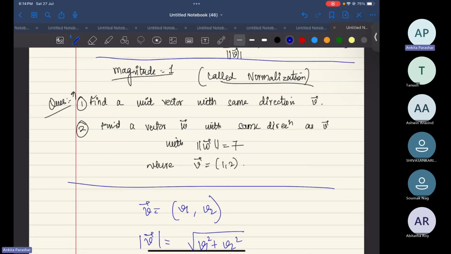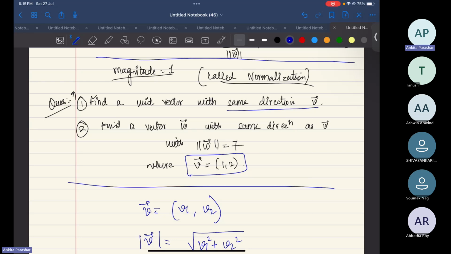So question 9 is: find a unit vector in the same direction as v, where v is (1, 2). Suppose we are given one vector v = (1, 2). Can we find a unit vector with the same direction as v? One by root 5 times v.